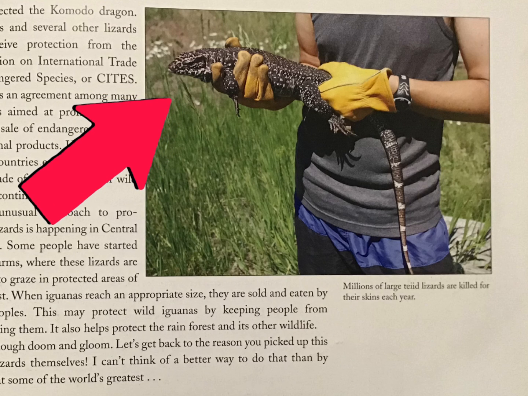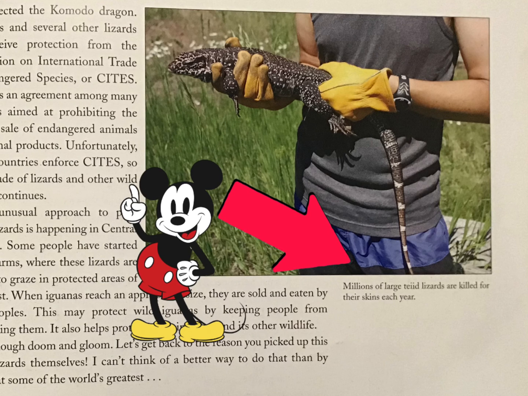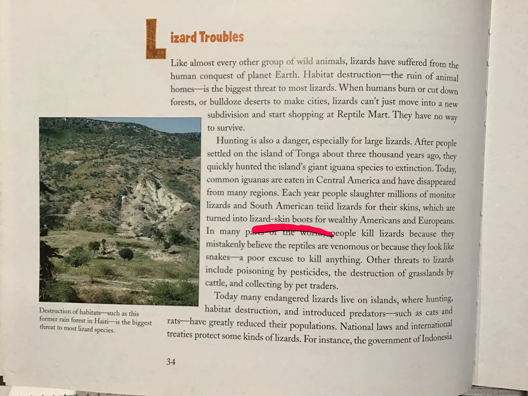Here's a picture of someone holding a lizard. It says millions of large T lizards are killed for their skins each year. I think this is another problem. Lizards being killed. This was actually mentioned, if I remember correctly, on the previous page. We should probably jot this down as well. I do remember now reading about how lizard skins were sold to wealthy Americans and Europeans to make boots. Let's make sure we jot this down and see if there's a solution to this that fits.